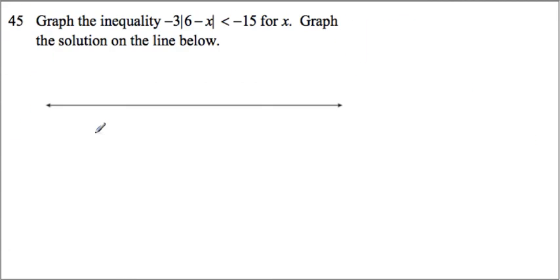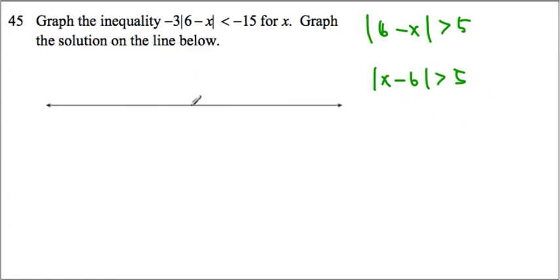Let's look at the next one. So how are we going to do this one? First, we have to divide by negative 3 on both sides. Then we get absolute value of 6 minus x. Since I'm dividing by a negative number, what am I going to do? I'm going to switch the sign. And then I'll be getting 5. Now within the absolute value, I can switch this order, and it's going to be the same value, so I'm going to have x minus 6, which is still greater than 5.